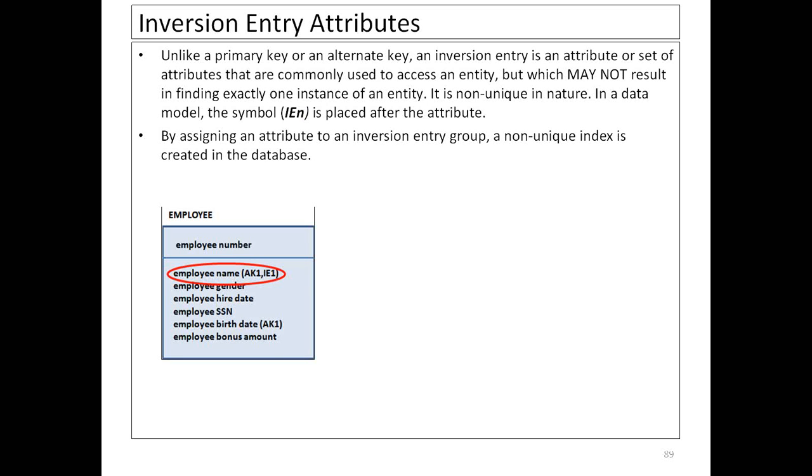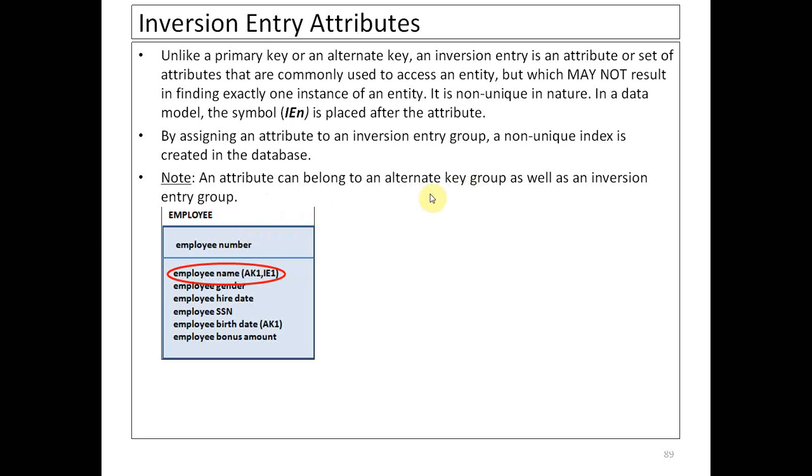By assigning an attribute to an inversion entry group, a non-unique index is created in the database. So an attribute can belong to an alternate key group as well as an inversion entry group. An example is shown here where employee birth date and employee name are part of an alternate key group, while employee name itself can be a part of an inversion entry group.